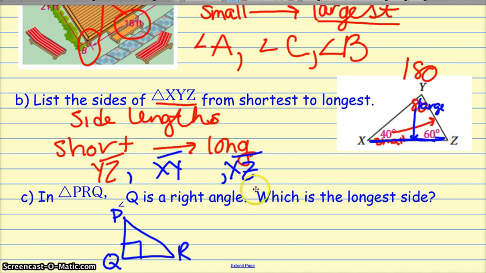Which side is the longest? Well, in a right angle, we know that the longest side is the hypotenuse. But this isn't really asking for that. It's asking which side is the longest. Well, we know it has to be the one opposite. That's something that we've talked about before, but it also has to do with this theorem, saying that the longest side is across from the largest angle.